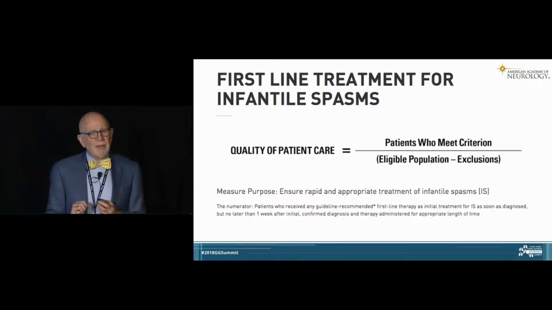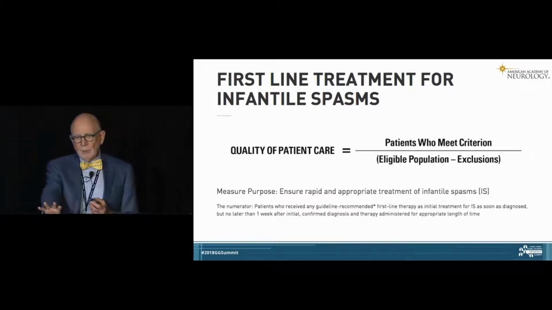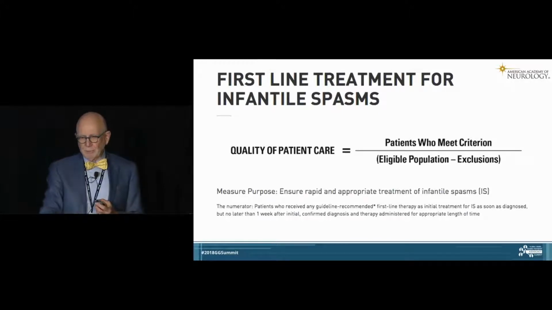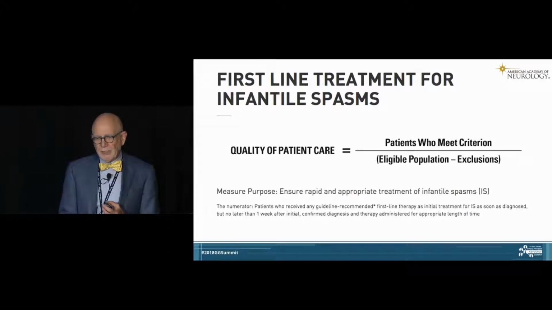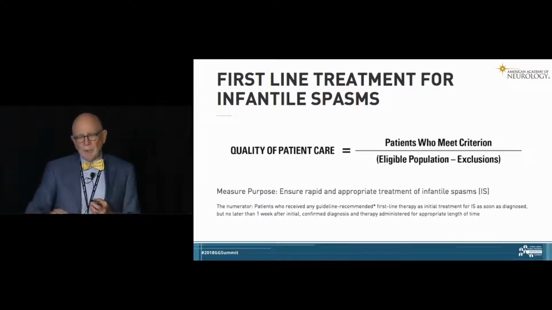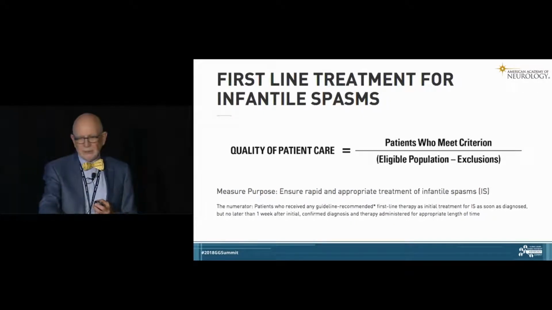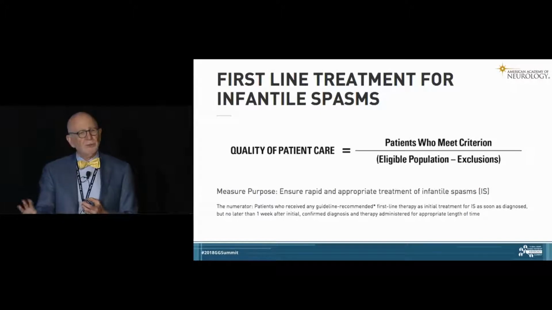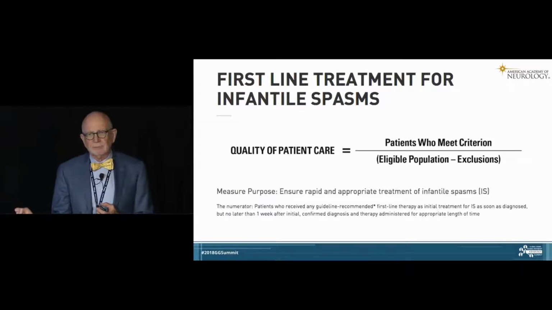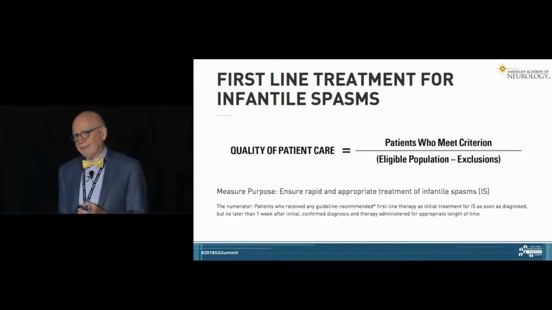So, infantile spasms, a rare epilepsy. The guideline which we produced, quality of patient care: number of patients who meet criterion versus eligible population minus exclusions. And so then you get a number. And the purpose was to ensure the rapid and appropriate treatment of infantile spasms. So people get a certain level of care, whoever they see.